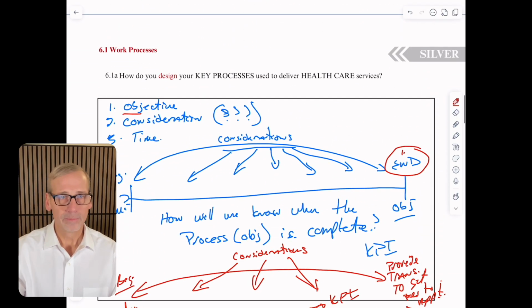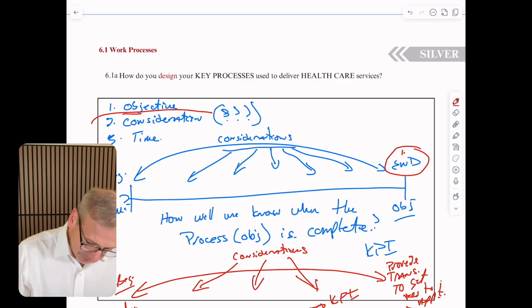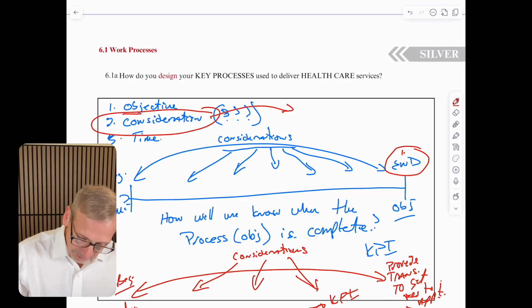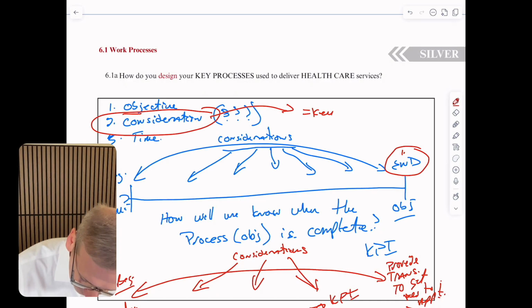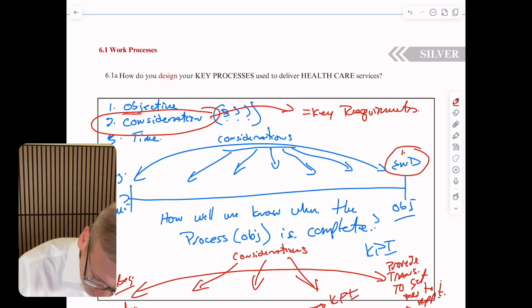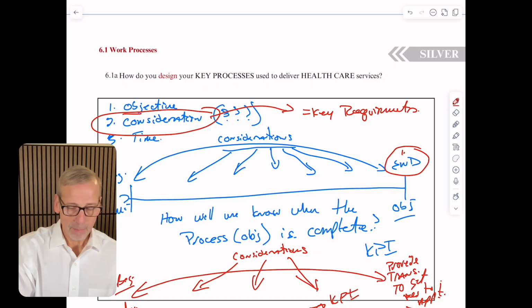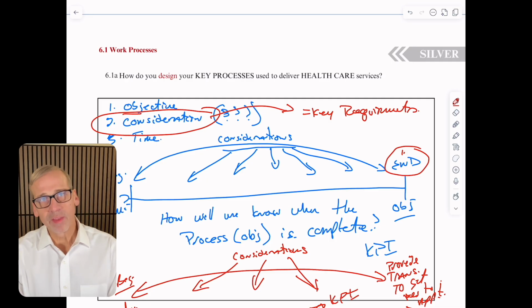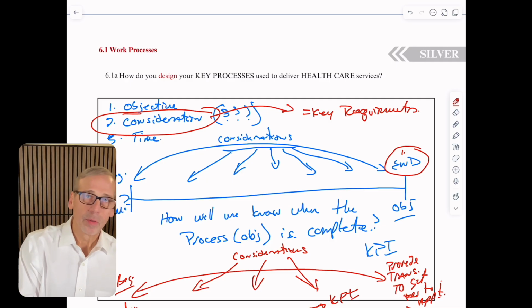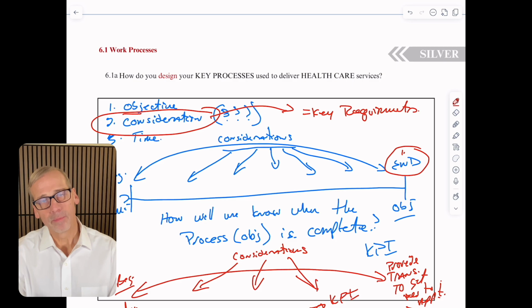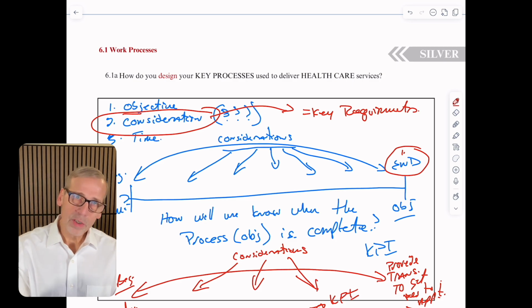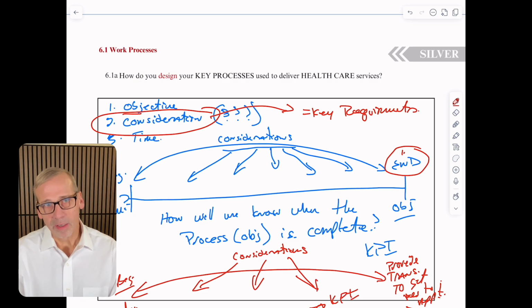these considerations equal key requirements. Considerations. Not everything that we consider will become a key requirement. But in order to identify your key requirements, well, my friends, you have to consider everything.